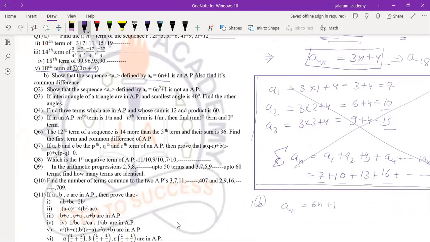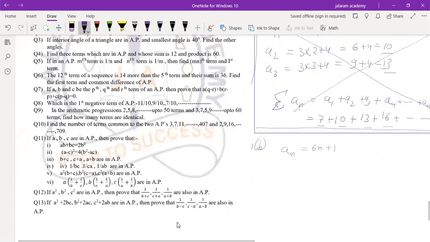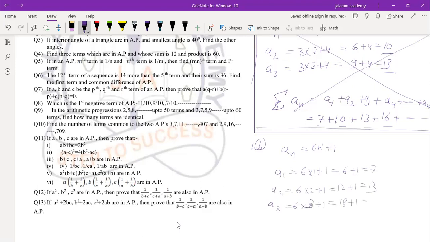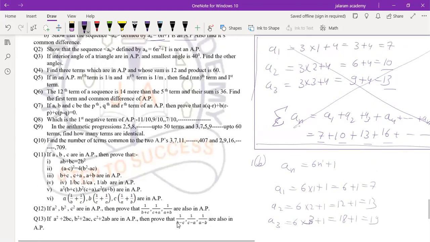And we have to prove that it is an AP. For this, first we find an. As it is a first degree expression in n, it must be an AP. When we replace n by 1, 6 into 1 plus 1, 6 plus 1 equals 7. A2 equals 6 into 2 plus 1, 6 twos are 12 plus 1, it is 13. A3 equals 6 into 3 plus 1, 6 threes are 18 plus 1 equals 19, and so on.